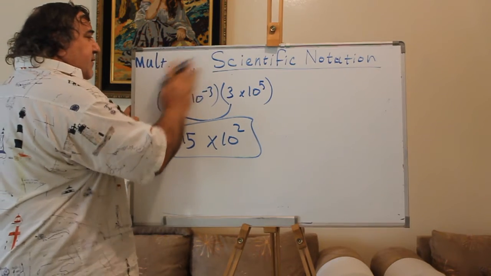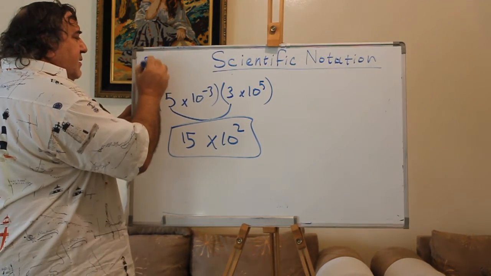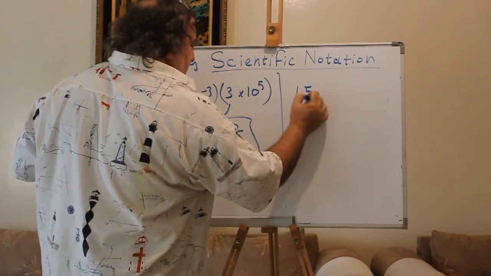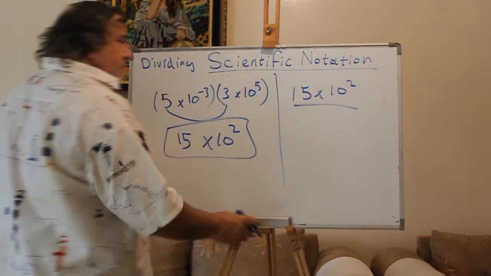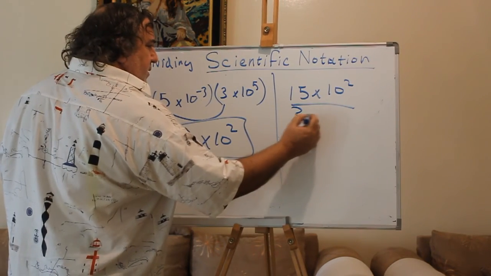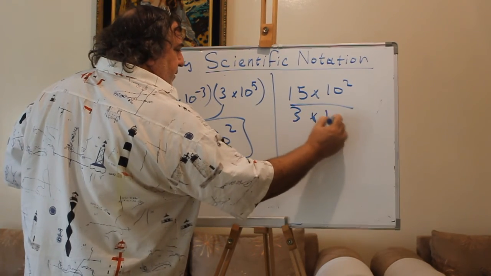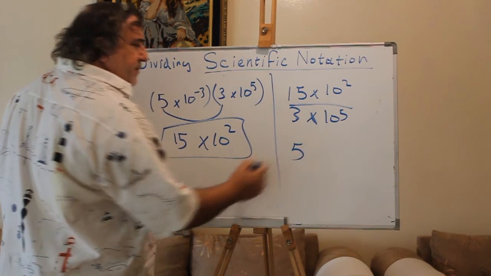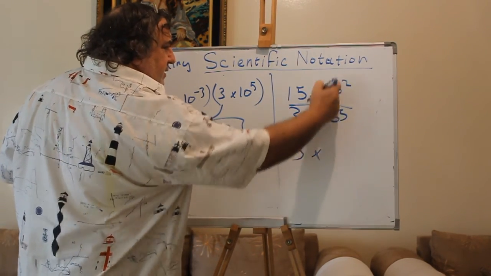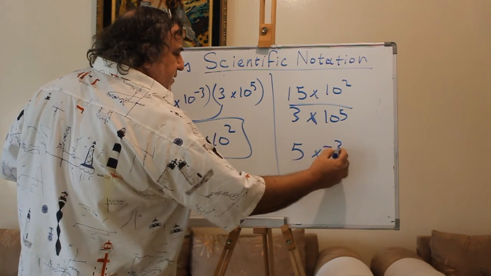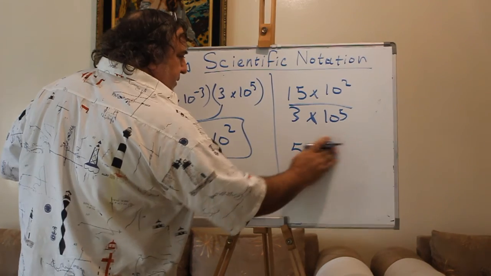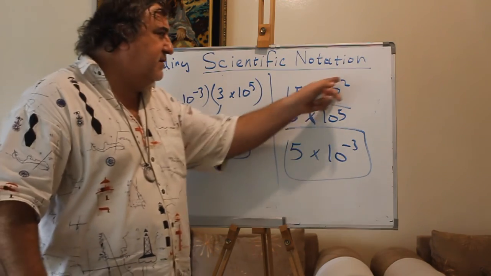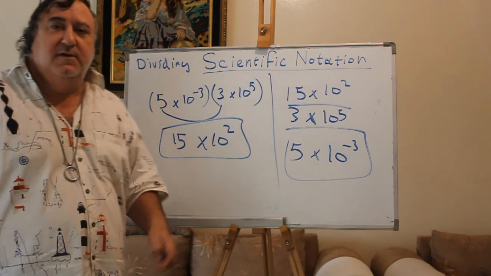Dividing scientific notation is the same procedure. If you have 15 times 10 to power 2 over, let's say, 3 times 10 to power 5. Automatically 15 divided by 3 is 5, and times 10 to power 2 minus 5, which is negative 3. So 10 to power negative 3. As simple as that. When we divide, we subtract the powers. It's clear, thank you.